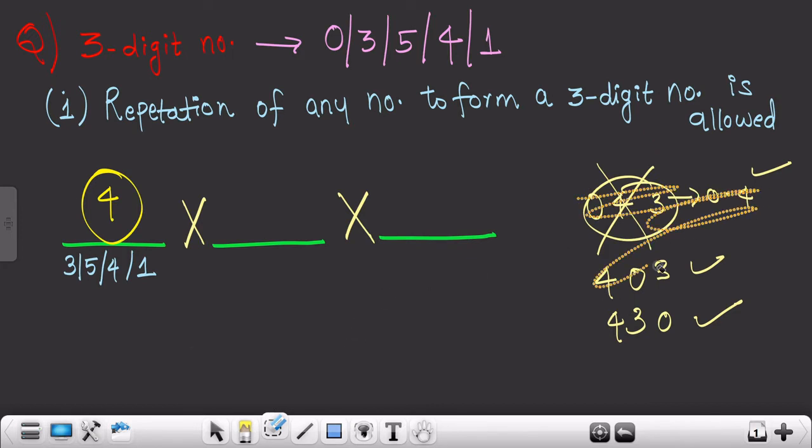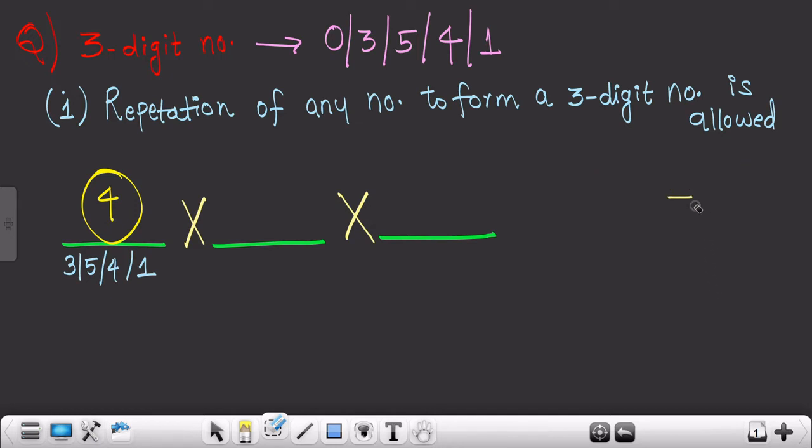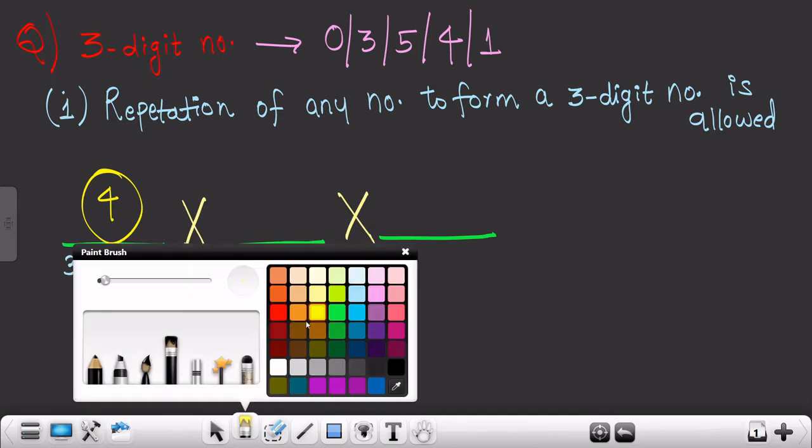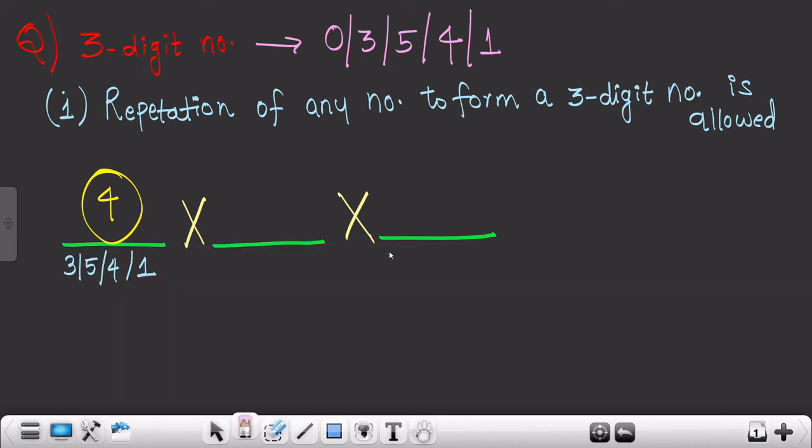Now students, just tell me in how many different ways the units place can be filled. You will tell me, sir, the units place can be filled by putting 0, or 3, or 5, or 4, or 1. So basically we have 1, 2, 3, 4 and 5. So the units place can be filled in 5 different ways, and that's why the answer should be 5. That is absolutely correct.